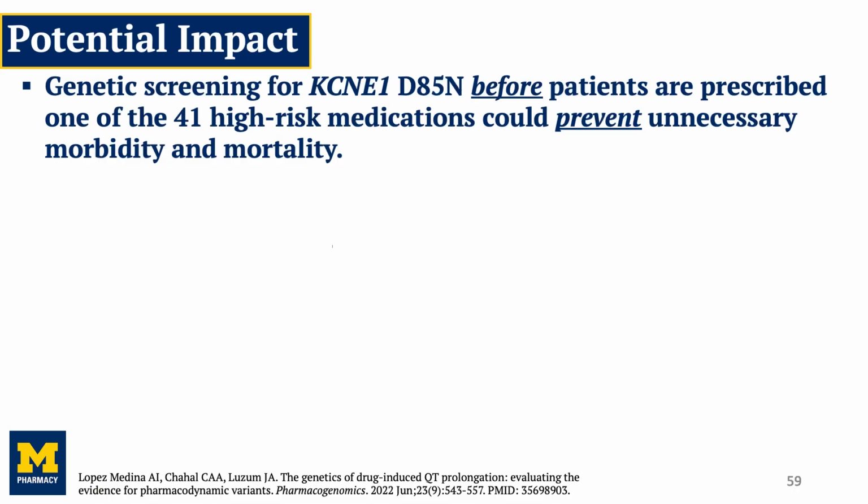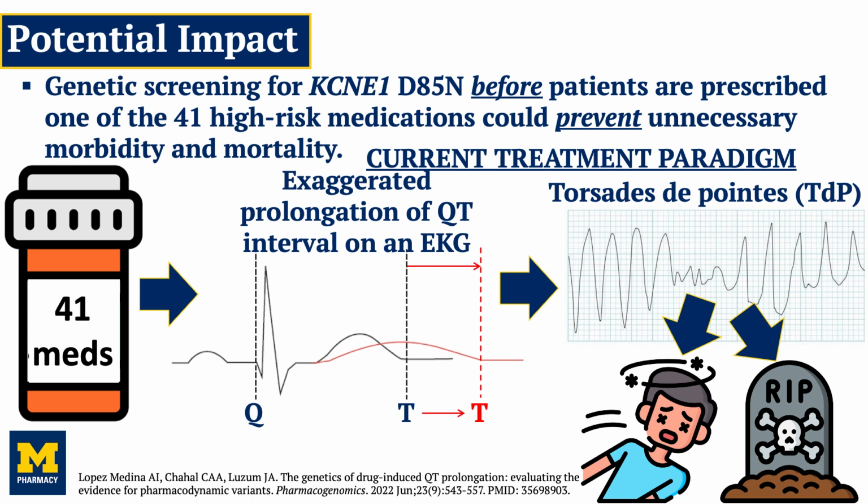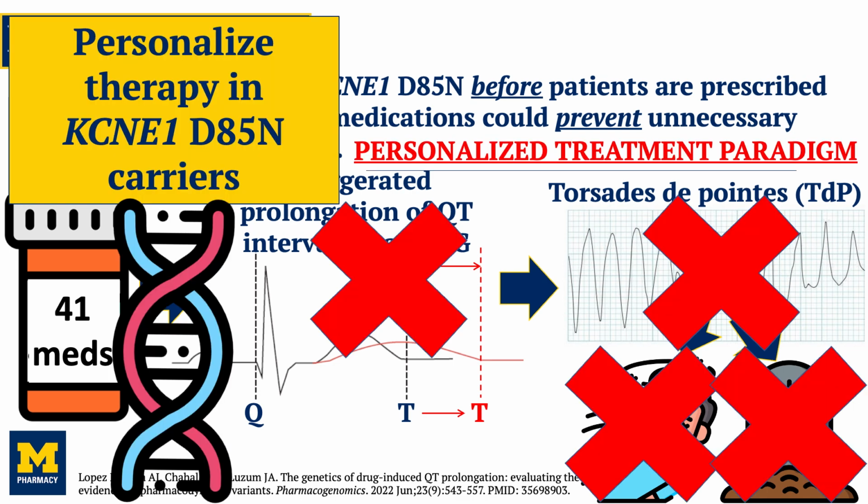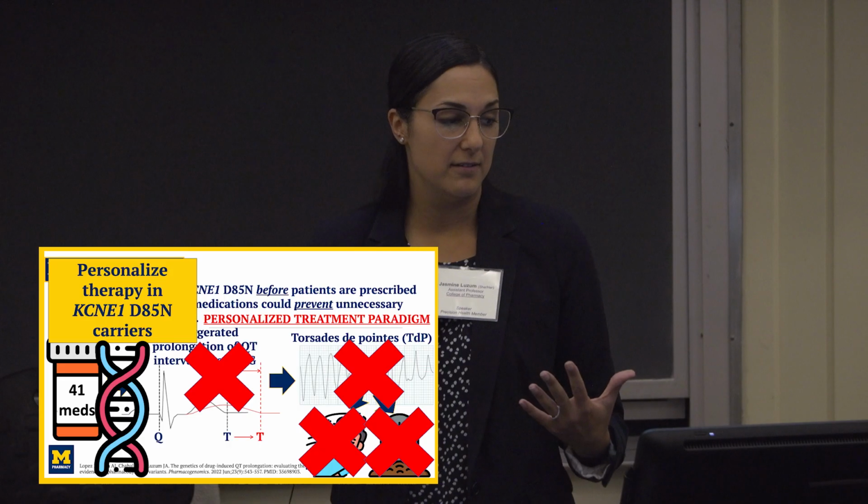So what could this mean? What is the potential impact? We think that genetic screening for KCNE1 D85N before patients are prescribed one of these 41 high-risk medications could prevent unnecessary morbidity and mortality. So what could that look like? Here's our current treatment paradigm where we're prescribing these 41 medications. Some patients in this cohort, 14%, had exaggerated QT interval, and some patients can die of torsades. We think we should be doing a more personalized treatment paradigm where in those 1% of patients who are carrying this variant, we can modify that therapy in some way.